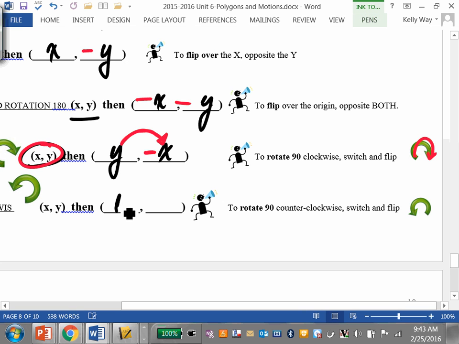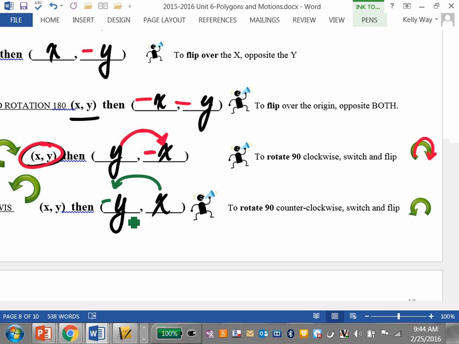Counterclockwise, you switch first, and now you draw a counterclockwise arrow, you flip the sign back. Counterclockwise, which is switch and flip to the left. Kind of, except you're switching first.